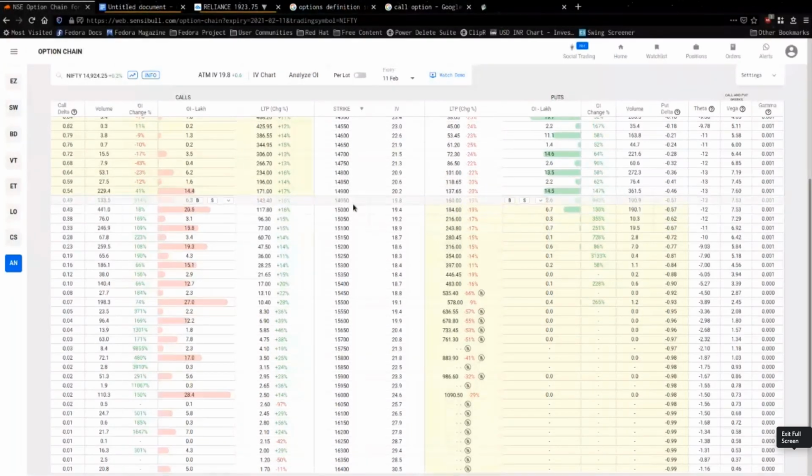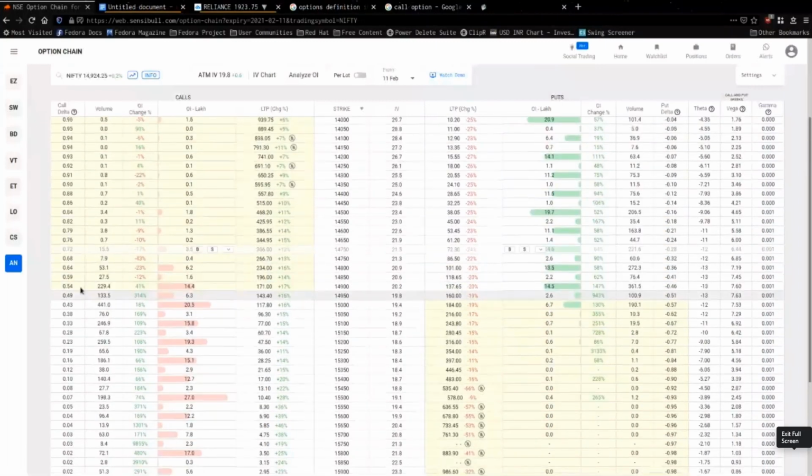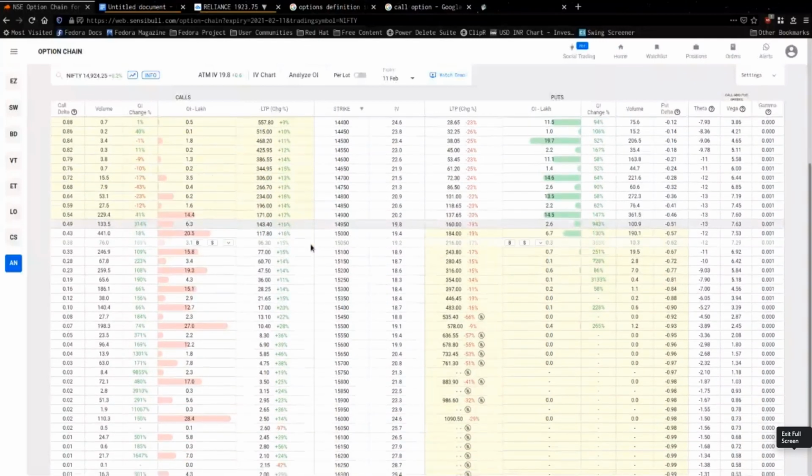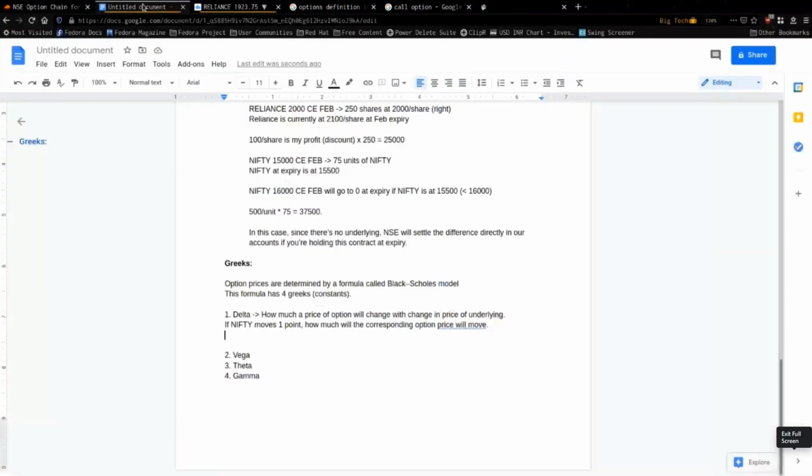And similarly, as you go far out, the values of these will change. As you go more and more inside, like the 14,500 call option, for a 1 point change in Nifty, this particular thing will change 0.84 points, and so on and so forth. So delta tells you that if Nifty moves 1 point, how much the price of the corresponding option will move. So this is delta.